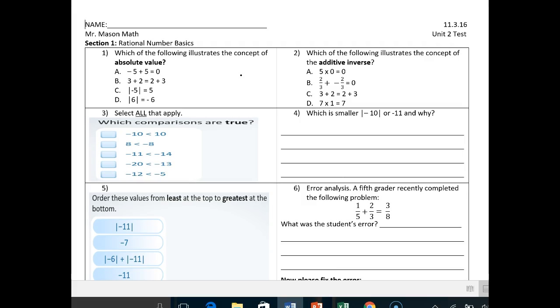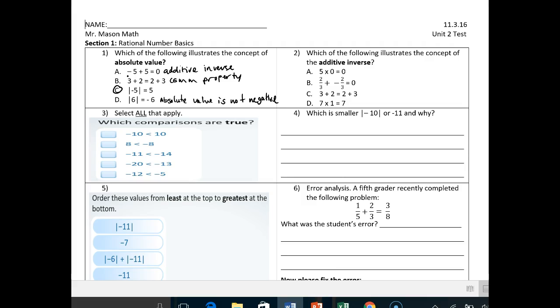All right, so number 1, which of the following illustrates the concept of absolute value? The correct answer is C. A illustrates the additive inverse. B illustrates the commutative property. C, we already said, it's the absolute value, and D is not the absolute value because absolute value is not negative. All right, so if you got number 1 wrong and I wrote it down on your paper, you would write this question, these answer choices, and my work with the answer C circled. You would do all that 3 times, right?